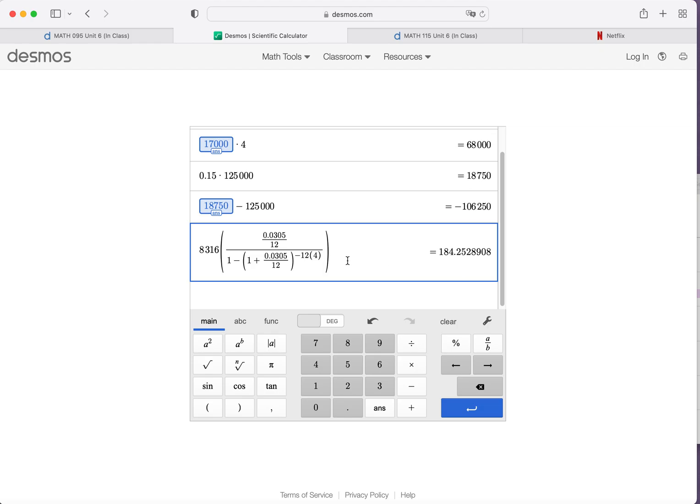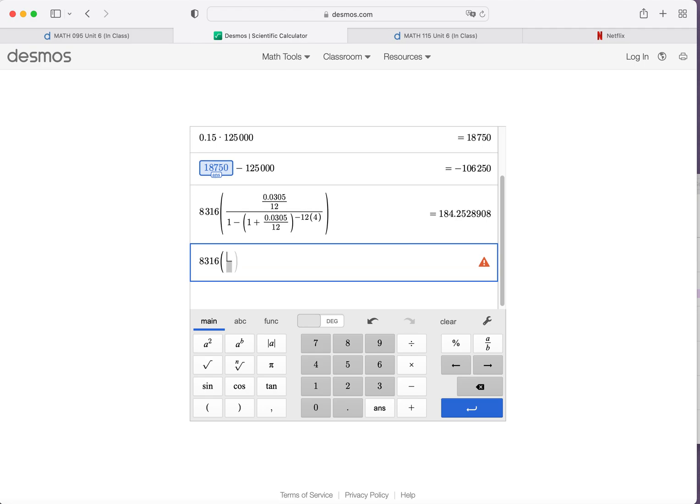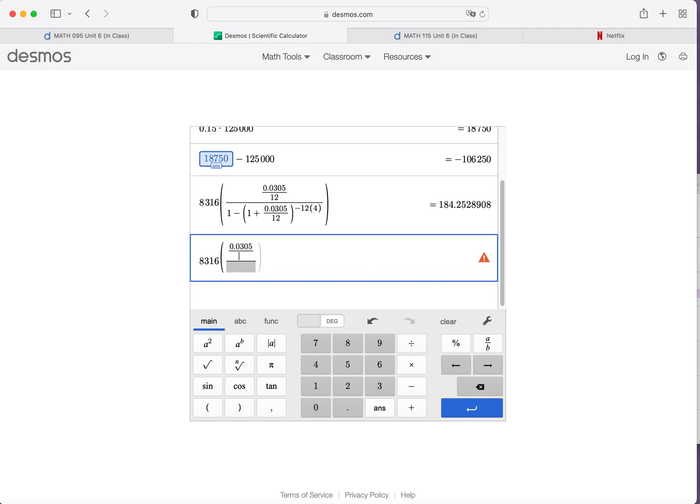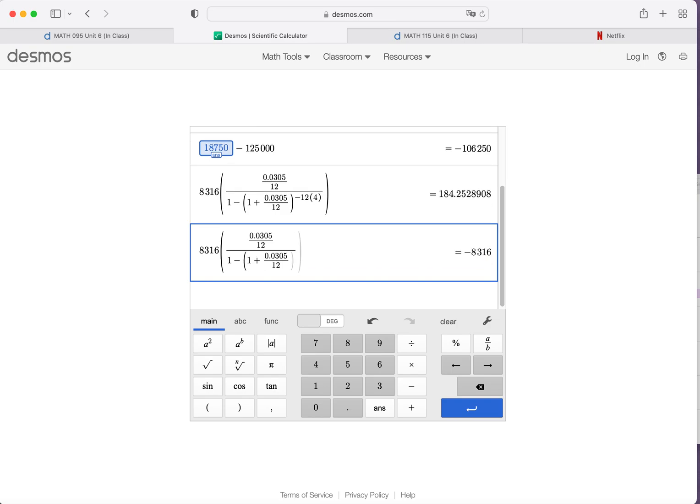So I copied and pasted this one, but if you do it by hand, you put the 8316 on the outside and start your parentheses. And then you can use division to make a fraction, 0.0305, and use another division to make that complex fraction. So you have a fraction up top, down below, 1 minus, parentheses 1 plus, there's 0.0305, divide that by 12. Little exponent feature to the negative 12 by 4. And then you can come out and close those parentheses, even though it's already given you the answer.